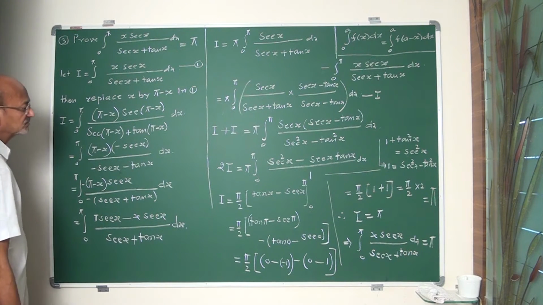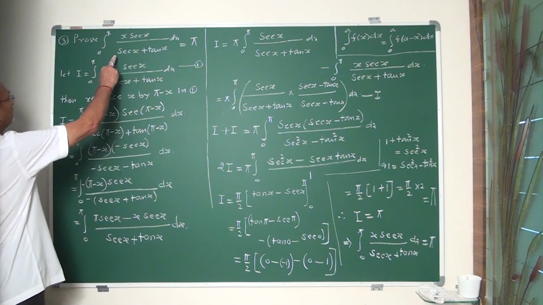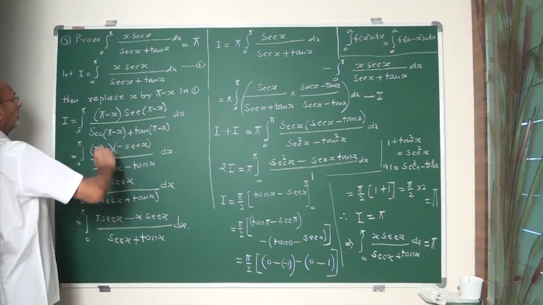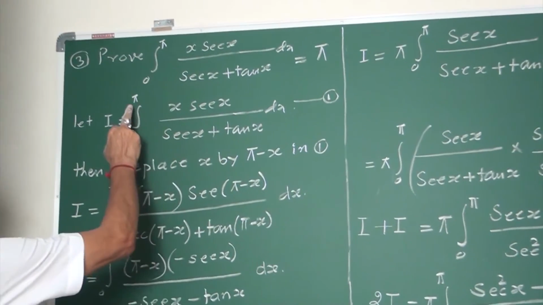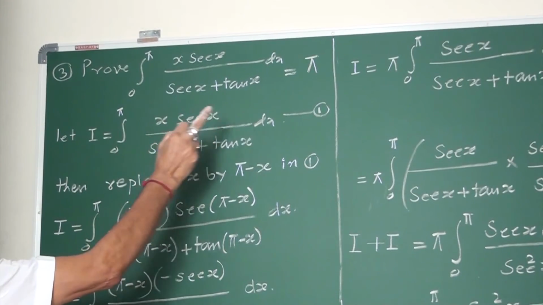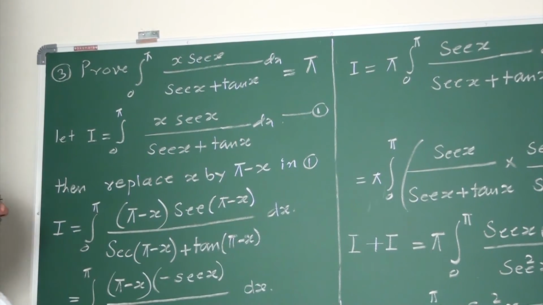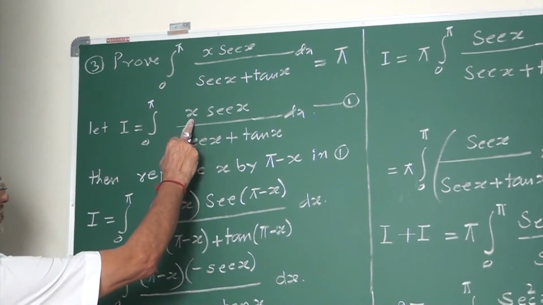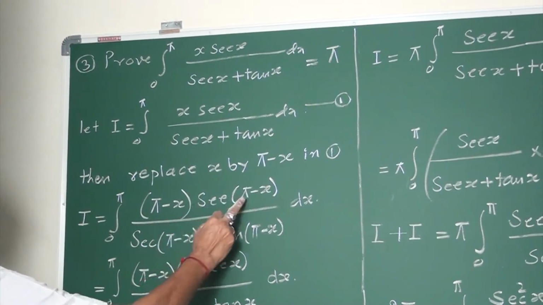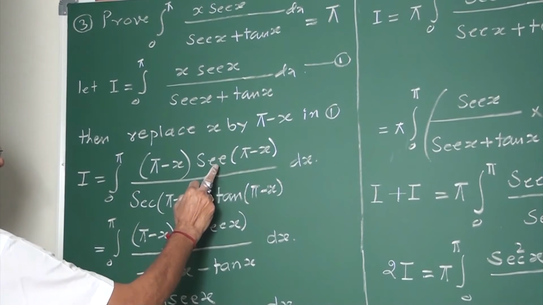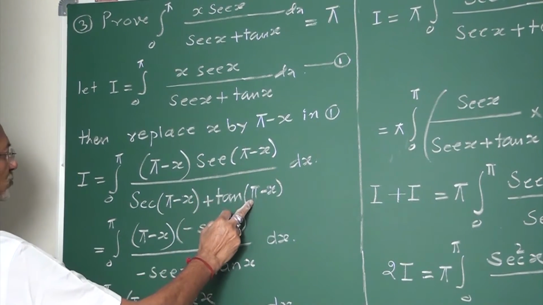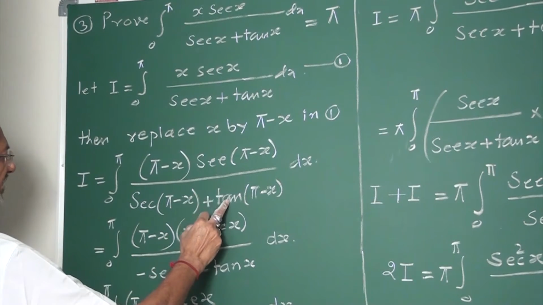Yes, my friends. I will explain once again. Prove this equal to pi. Let I equal to this integral. Replace x by upper limit minus x, that property of definite integral. X is pi minus x. In the case of sec and tan, pi means no change: sec is sec, tan is tan.